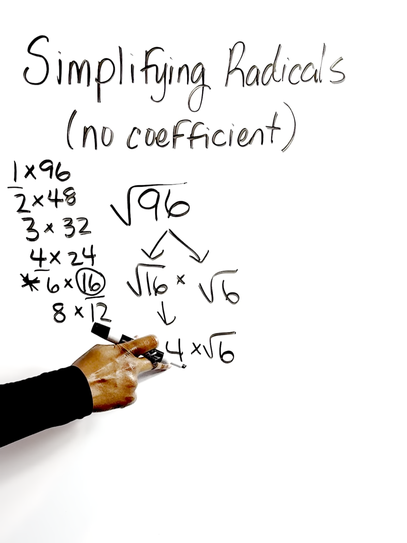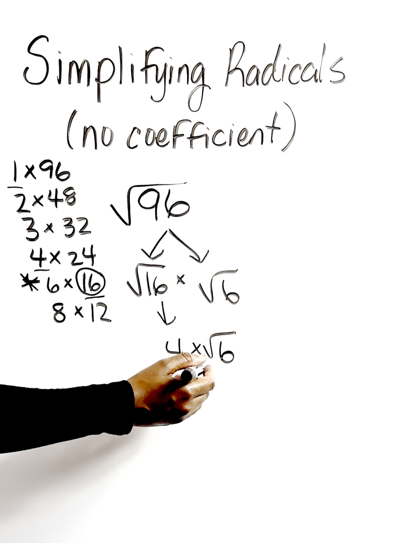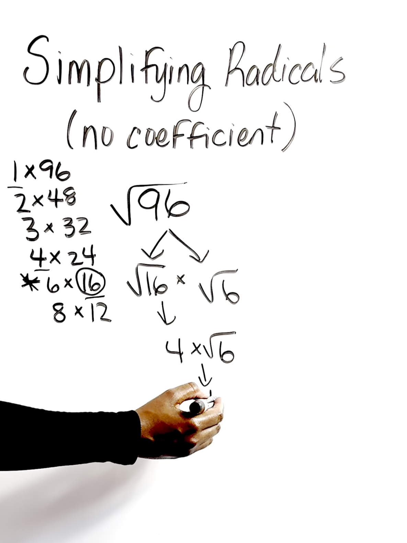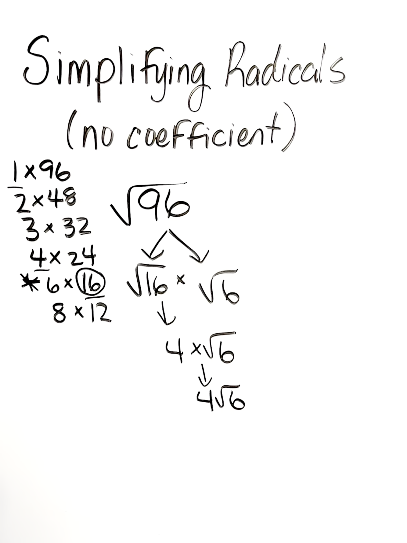And we know when we do a whole number times the root, we just stick them together. So that is going to be equivalent to 4 root 6. And that's it. That's how you simplify radicals that do not have a coefficient.